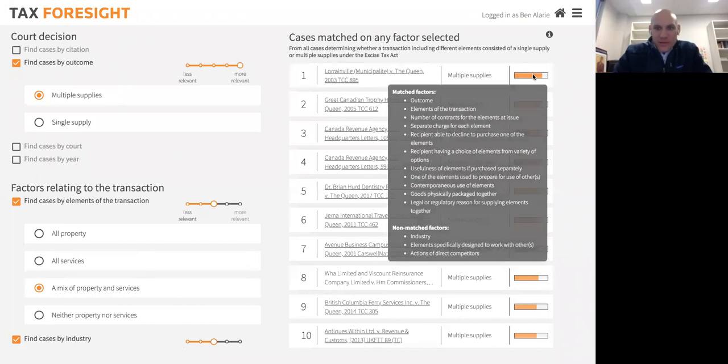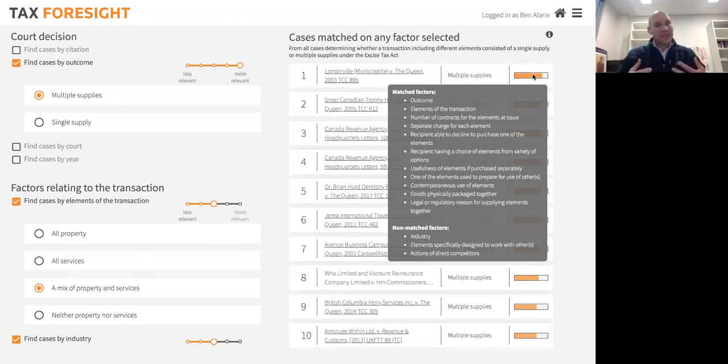So this Lorraineville and the Queen case from 2003. So very, very interesting. It matches on almost all of the elements. It doesn't match on industry. It doesn't match on the elements were specifically designed to work with the others. And it doesn't match on the actions of direct competitors. So that's interesting, but all the other elements are the same.